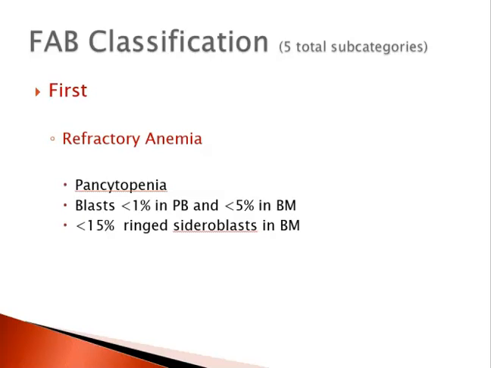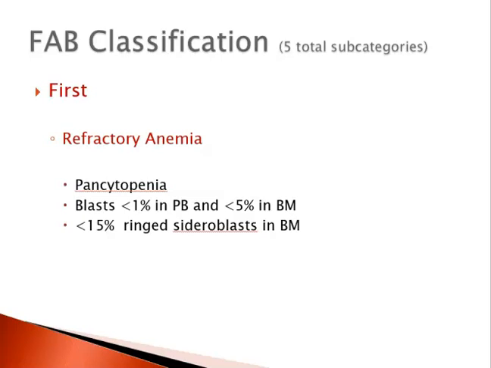So for the first category, we have refractory anemia. It's also referred to as RA. And in this category, you have pancytopenia, which affects all cell lines. All cell lines are reduced, meaning the white blood cells, red blood cells, and platelets are reduced. The blasts are less than 1% in peripheral blood, and then less than 5% in bone marrow. You also see the presence of ring sideroblasts in bone marrow at about less than 15%.